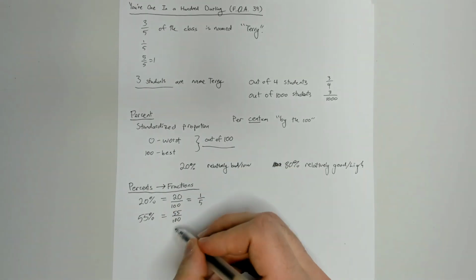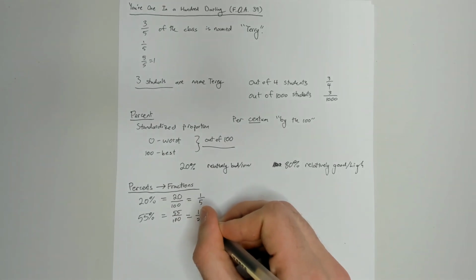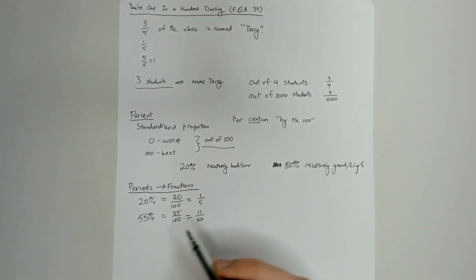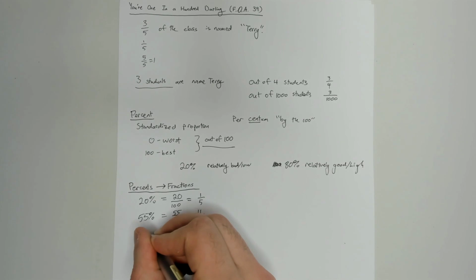And then this 55 out of 100, again, we can simplify that down a little bit into 11 out of 20. So 11 out of 20 is the fraction that represents this percent of 55%. And you could also have a situation like maybe 7.4%.